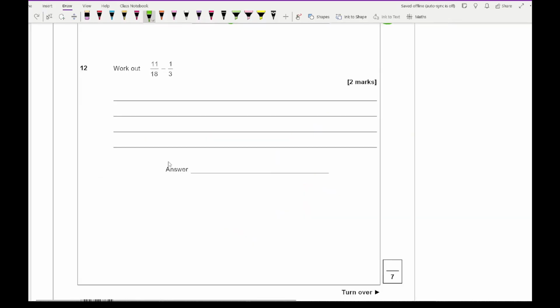Question 12, it says work out, and we've got two fractions here. So when subtracting, we need to get a common denominator. I can get a common denominator by multiplying this second fraction by 6. So that becomes 11 over 18 minus 1 times 6, which is 6, over 3 times 6, which is 18. And then 11 take away 6 is 5. So it's 5 over 18.